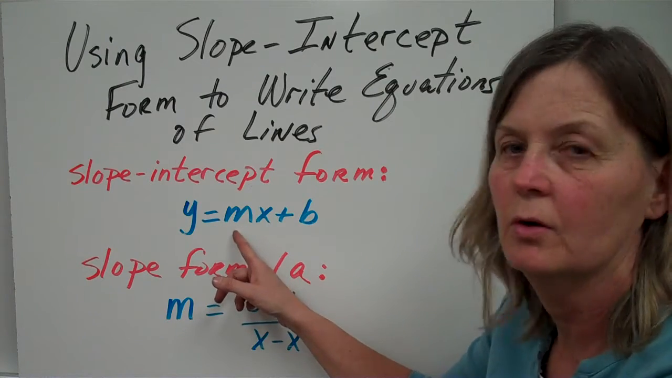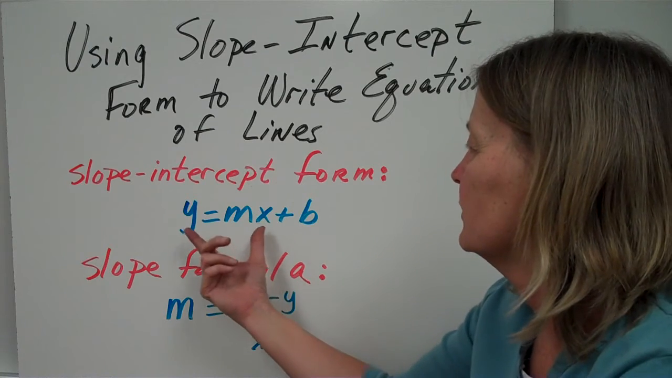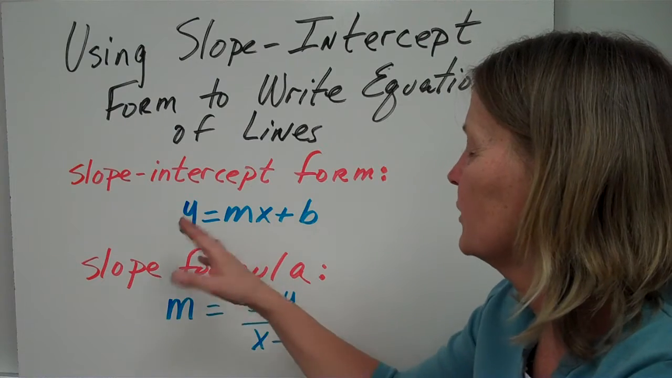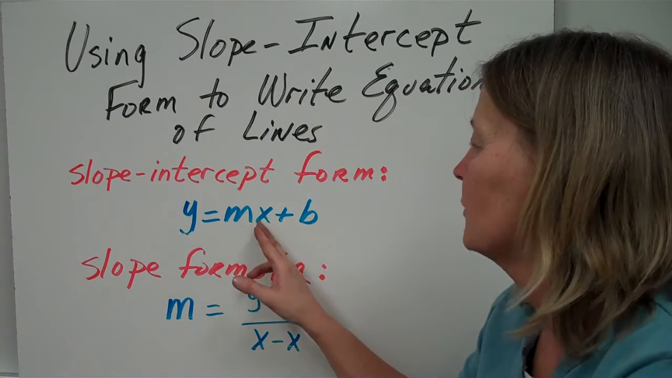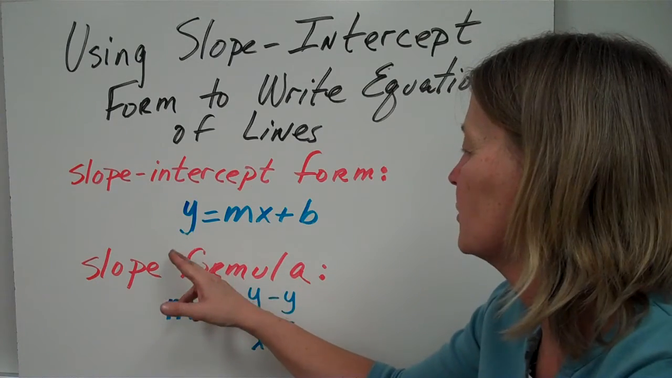You know that m is slope. You know that b is y-intercept. What we haven't talked about is this x and y. That's an ordered pair. So we've talked about ordered pairs, but we haven't used it with this formula. So I want you to think that this is the x and this is the y. Just keep that in mind as we work through the problems.